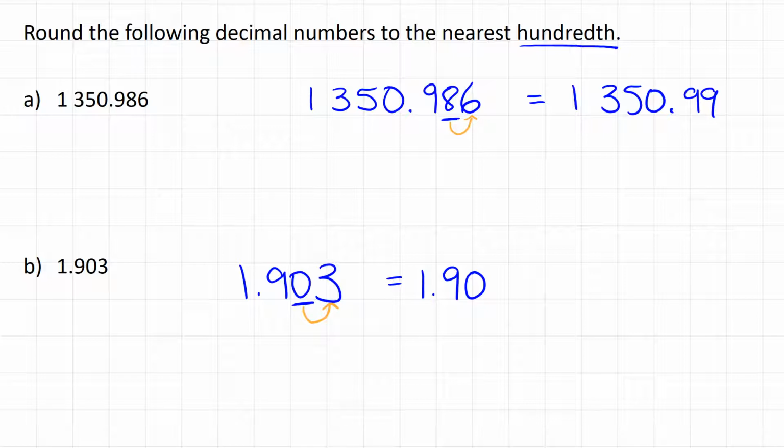When we're rounding to the nearest tenth, we want 1 decimal place. Actually, let's take this a step further. Let's take 1.90 and say I wanted to round this to the nearest tenth.